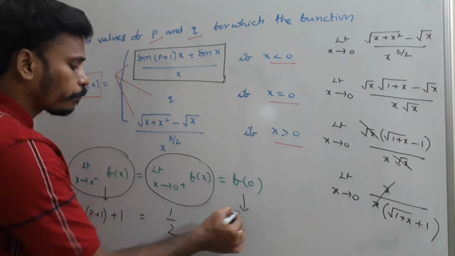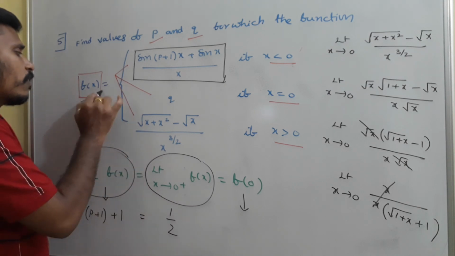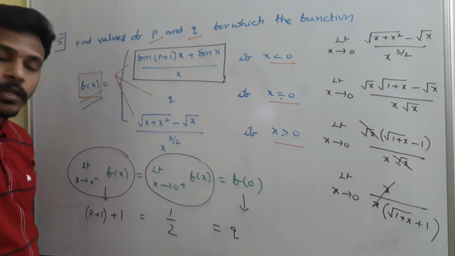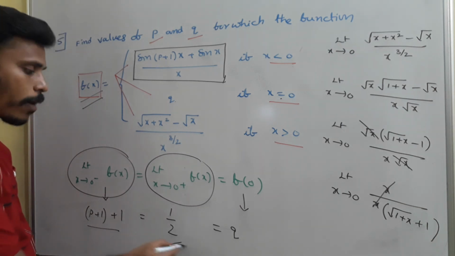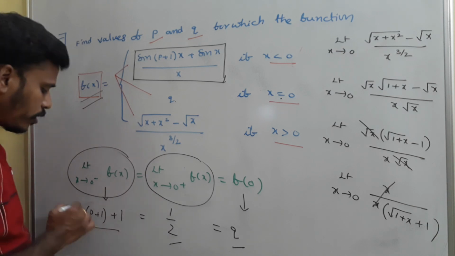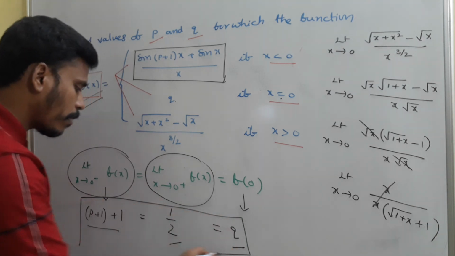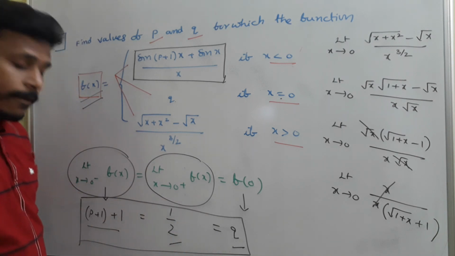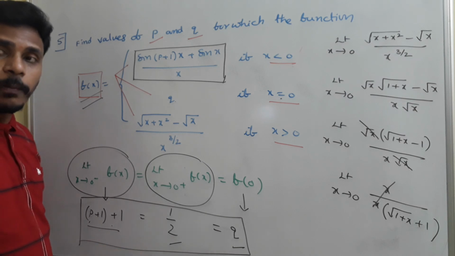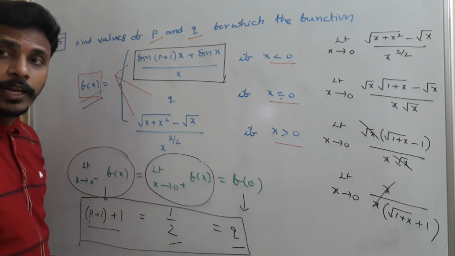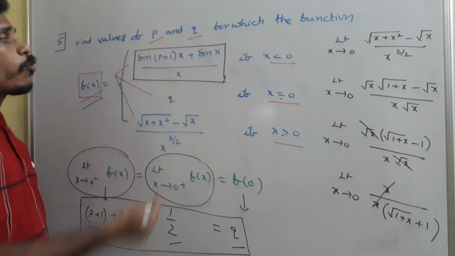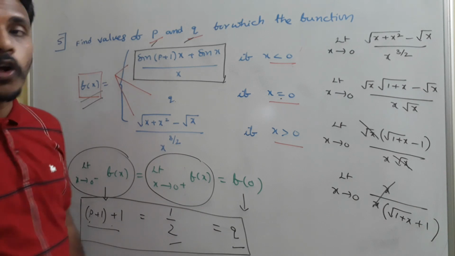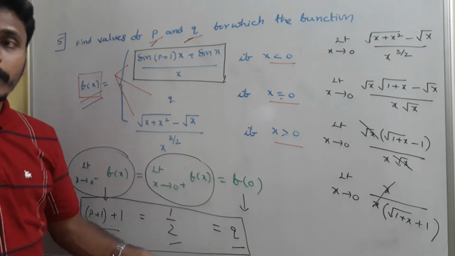Whereas f of 0. What is f of 0? Functional value of f of x at x is equal to 0 is q. So directly this is q. So p plus 2 is equal to 1 by 2 is equal to q. So this equality between these three numbers directly gives us that q is 1 by 2. So q value is final. Then p plus 2 is 1 by 2. Find p. p is equal to 1 by 2 minus 2 and you will get the value of p. So finding p and q for this particular function, as it is continuous for all x belongs to R, is in this way. Just have a look.